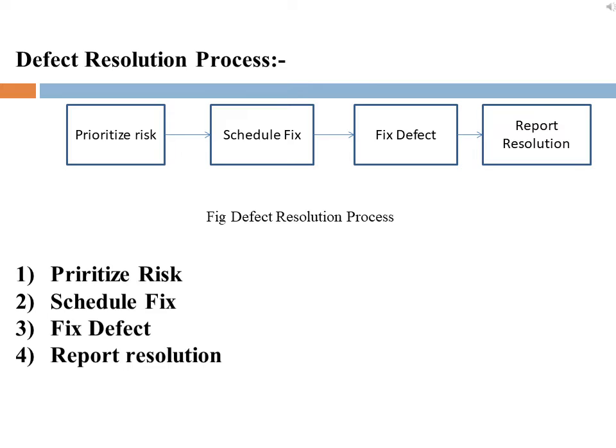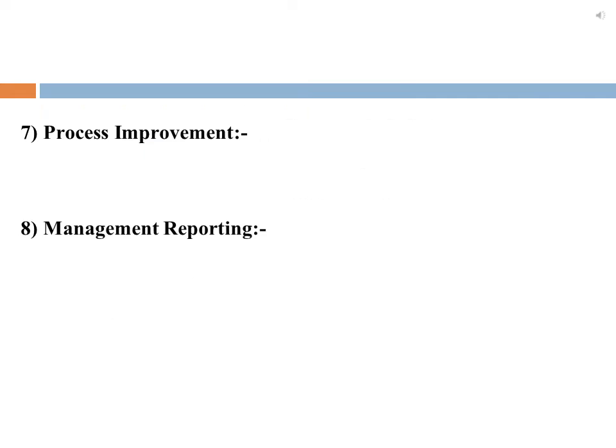Then third is the fixed defect. This step involves correcting and verifying one or more deliverables, for example, programs and documentation required to remove the defect from the system. And in addition, next is the process improvement.